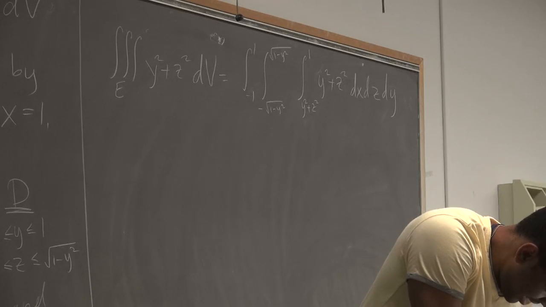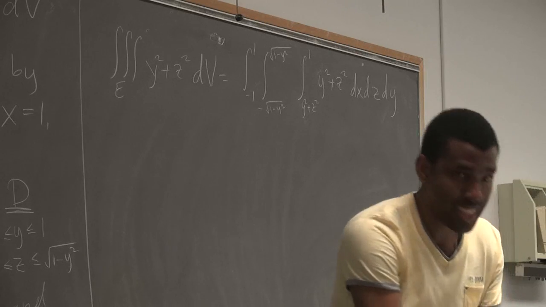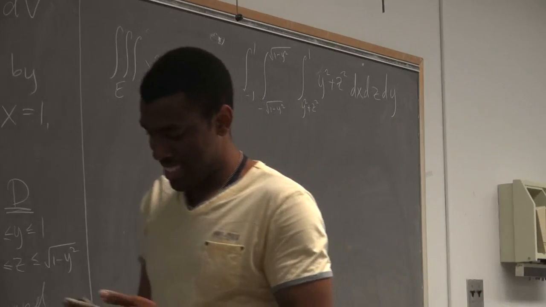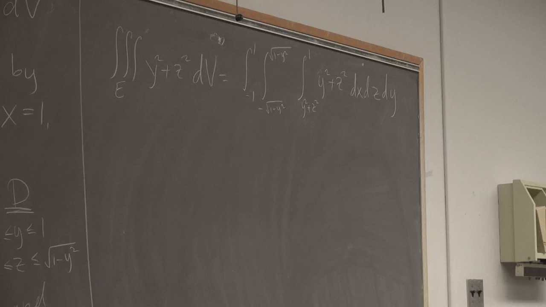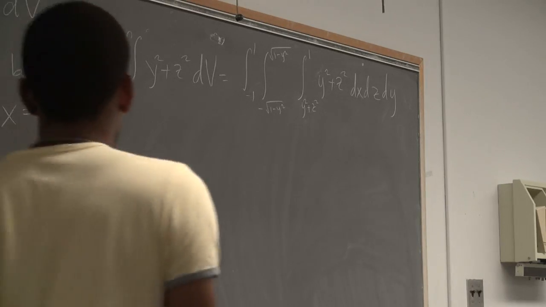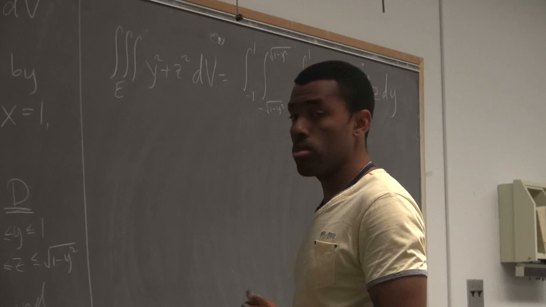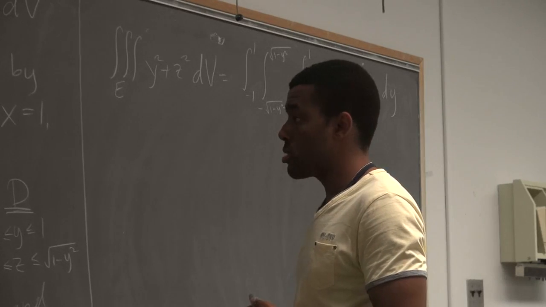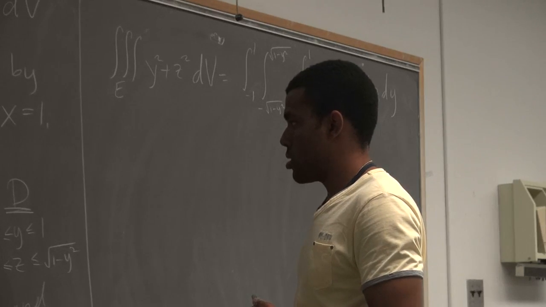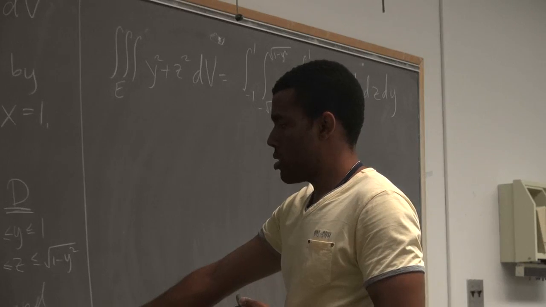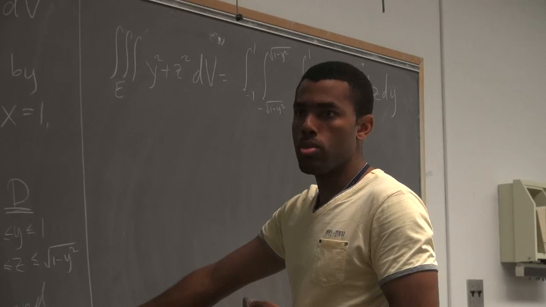X should be more than z squared. I think x should be more than z squared. Huh? I think that x should be between z squared and 1. Why is here? X should be what? Between z squared and 1. The last one. It's between z squared and 1? Y between z squared and 1.